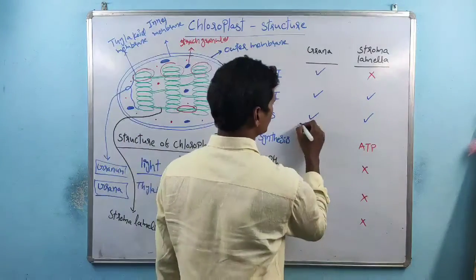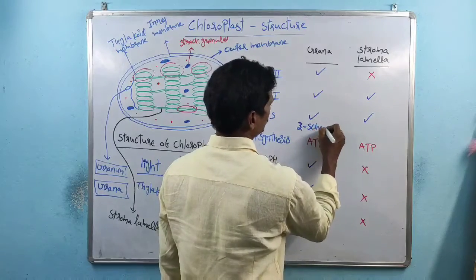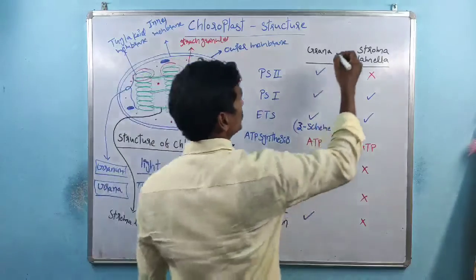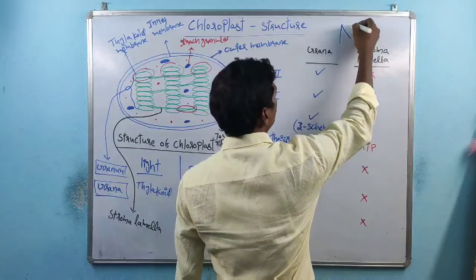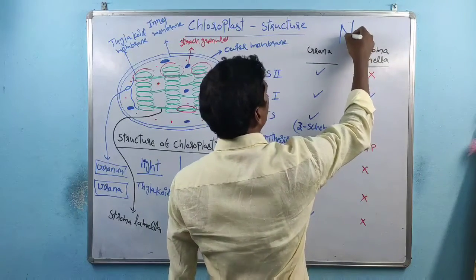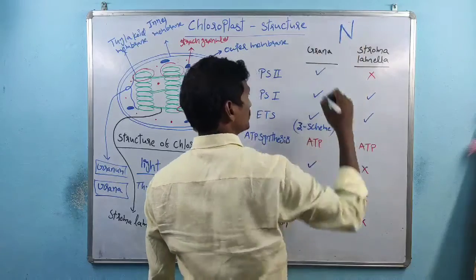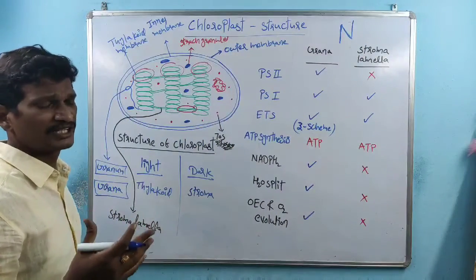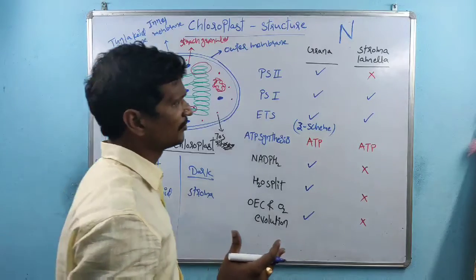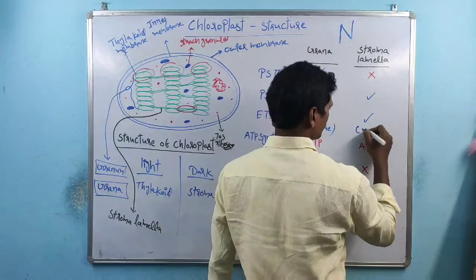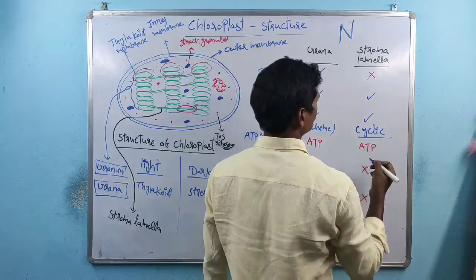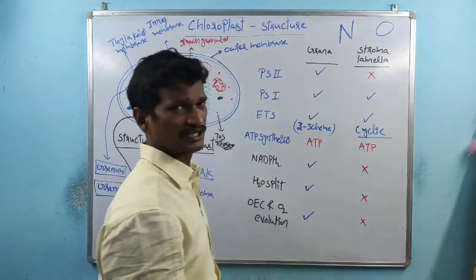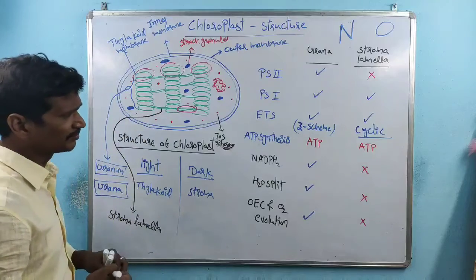See, within the grana there is the zig-zag scheme mechanism. Zig-zag scheme mechanism means electrons are transported in a zig-zag way, and the total structure resembles a zig-zag shape, right? That's the reason why the electron transport chain is called the zig-zag scheme mechanism. And within the stroma lamella the transportation is called cyclic. So within the stroma lamella, the electrons are transported in a cyclic manner, right?